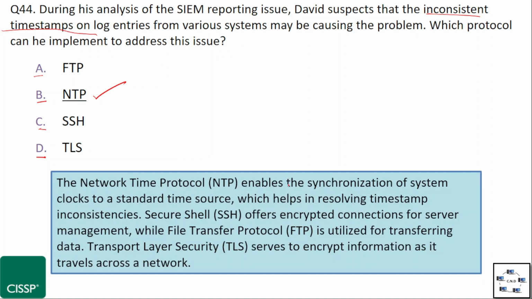The Network Time Protocol enables the synchronization of system clocks to a standard time source, which helps in resolving timestamp inconsistencies. Secure Shell, that is SSH, offers encrypted connections for server management, while File Transfer Protocol (FTP) is utilized for transferring data. Transport Layer Security (TLS) serves to encrypt information as it travels across a network.